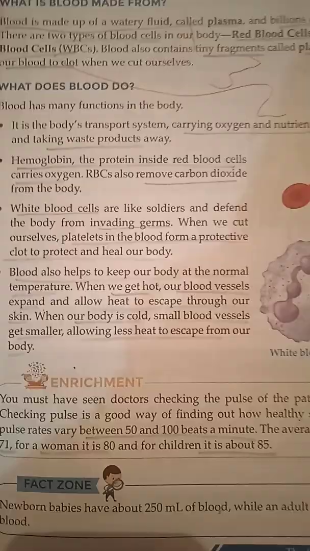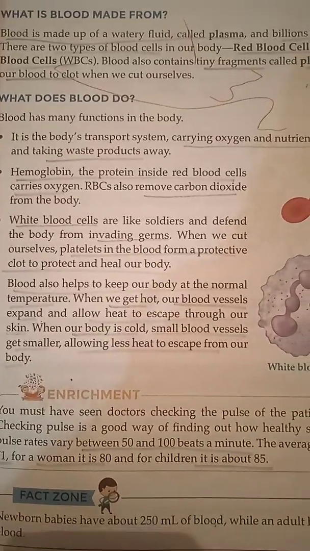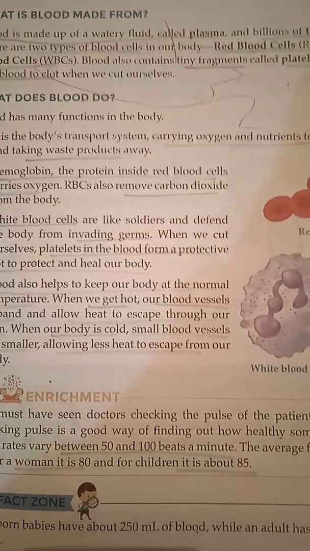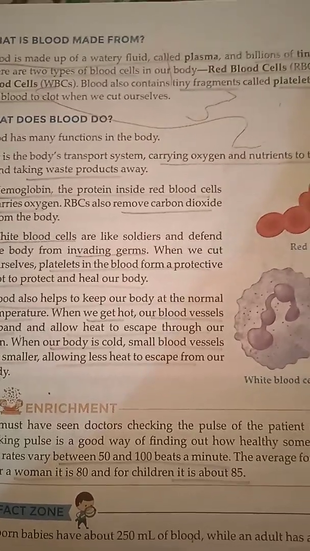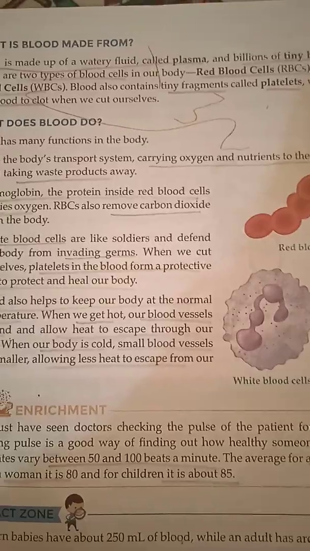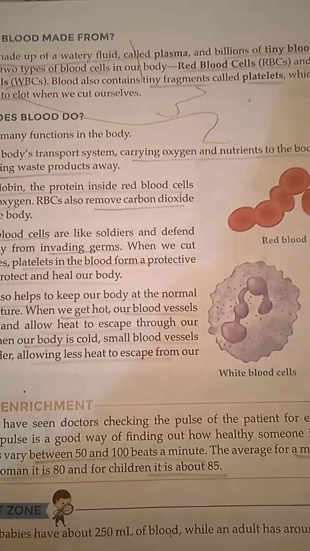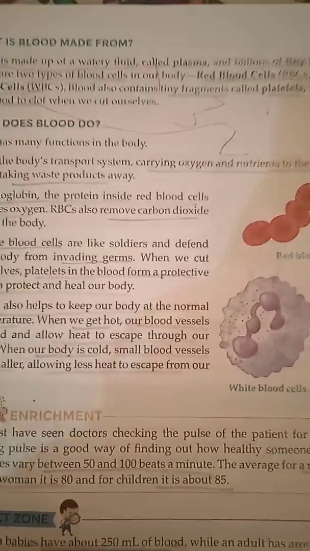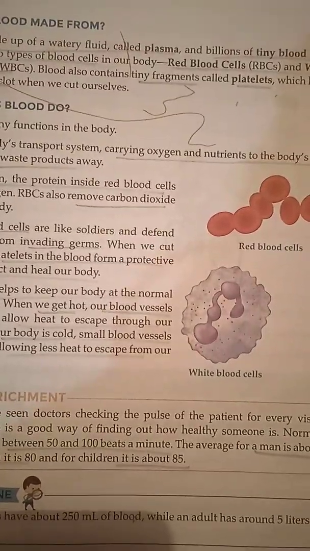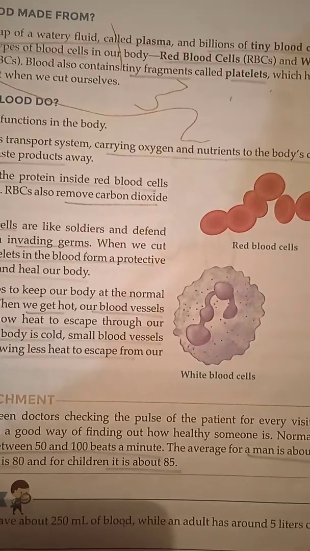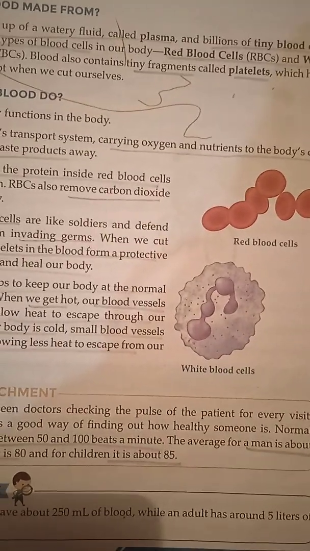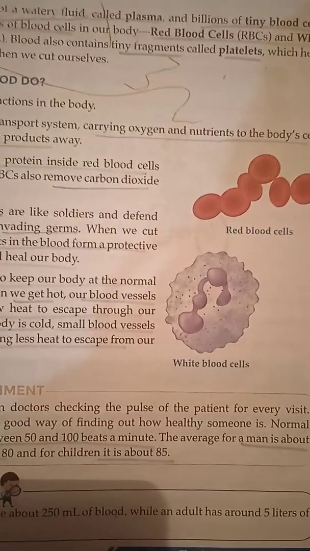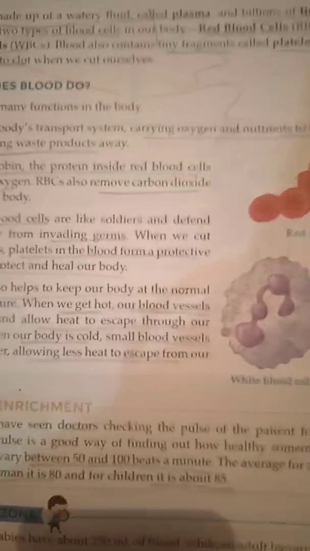Okay, and whenever you go to the doctor, you must have noticed the doctor touches your wrist and monitors your pulse rate. Okay, from the pulse rate the doctor can easily predict whether you are healthy or you are having some problem. Okay, and on average, a man's pulse rate should be 71, a woman's pulse rate should be 80, and for children it should be between 15 to 100 beats a minute.